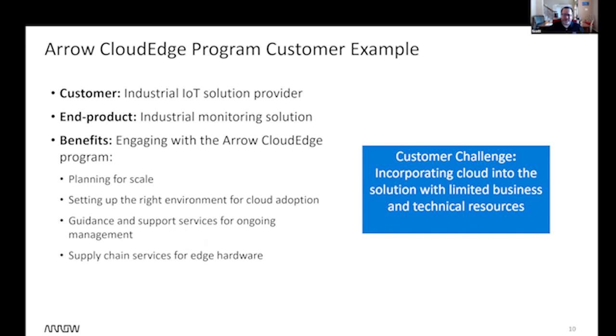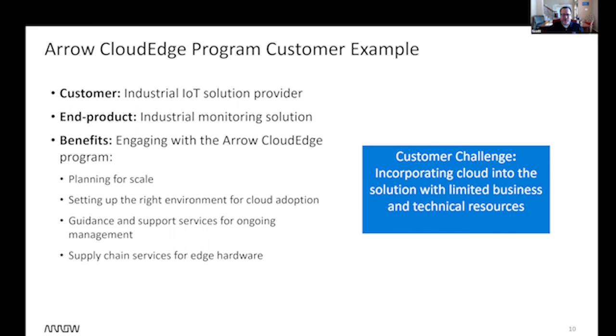I'm not going to say the customer's name in this case, but the customer had the challenge of incorporating cloud into the solution with limited business and technical resources. I categorize them as a small, medium business. They were starting to do the cloud transformation. They had hardware on devices already, and they wanted to extend that to more cloud services. So in this case it is an industrial IoT customer with an industrial monitoring solution.